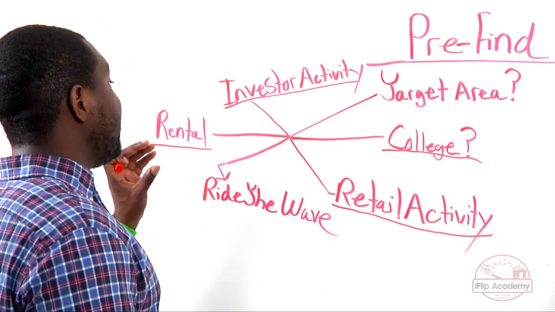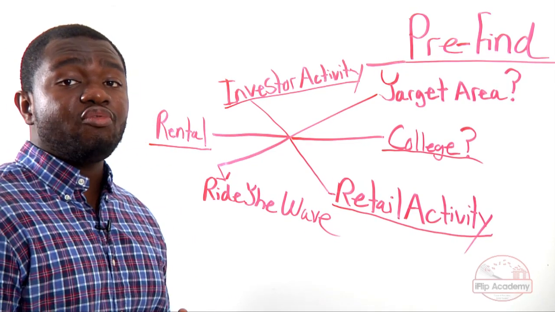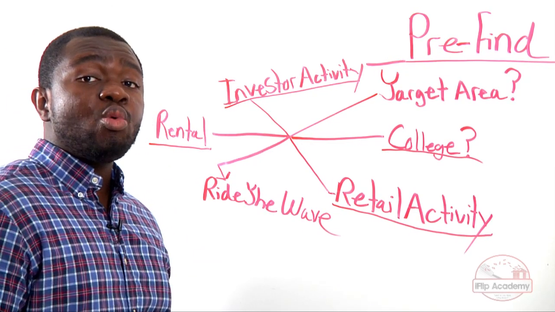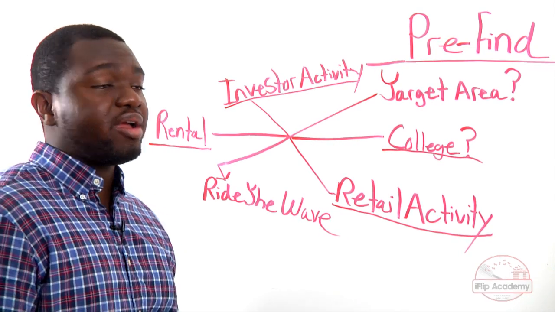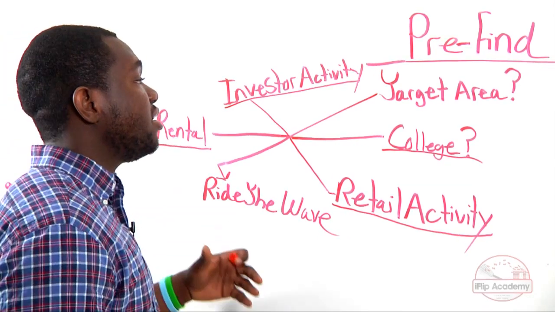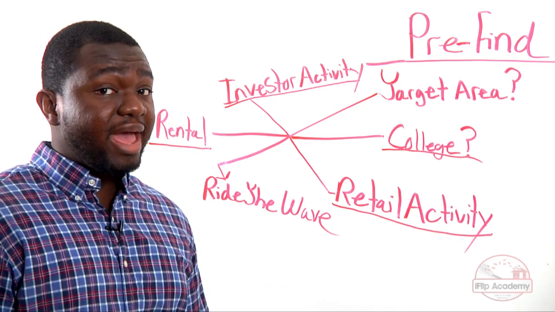Knowing that formula, knowing that rental formula, and knowing what that area called for, then I'm able to say, all right, so here's the area where investors are at.